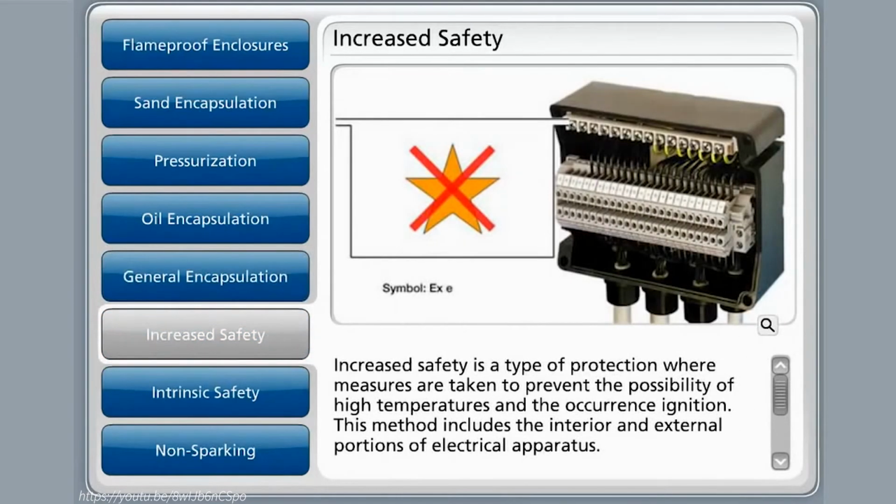Increased safety is a type of protection where measures are taken to prevent the possibility of high temperatures and the occurrence of ignition. This method includes the interior and external portions of the electrical apparatus. The general application for this protective method would include connection and distribution boxes, luminaires, measuring instruments, and devices that do not normally produce ignition within operation.